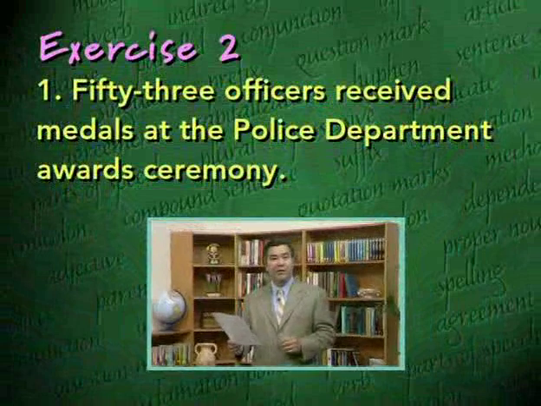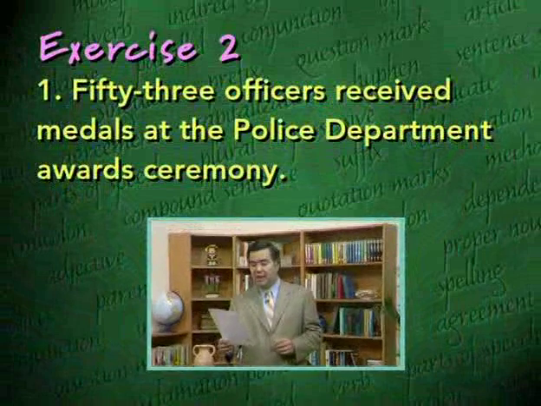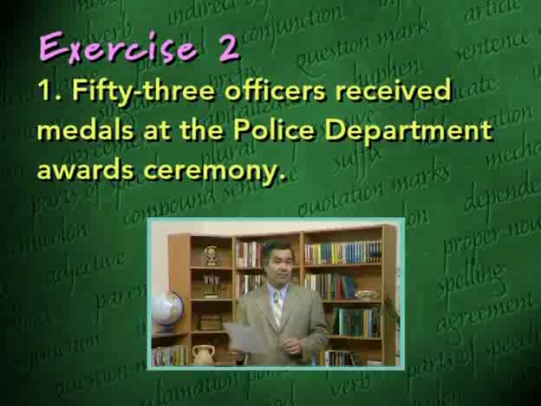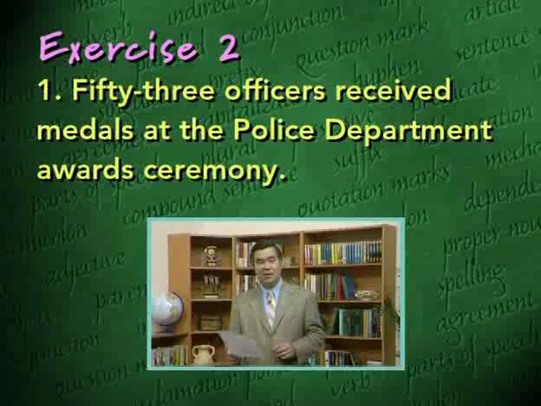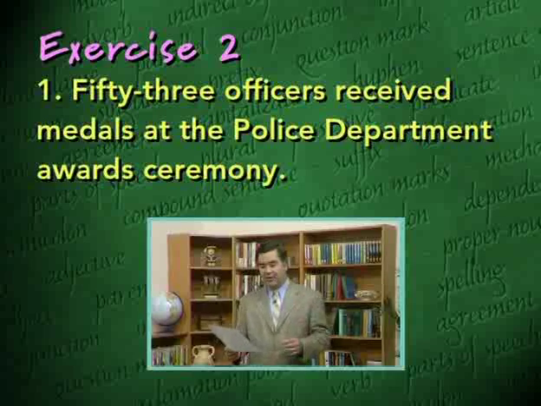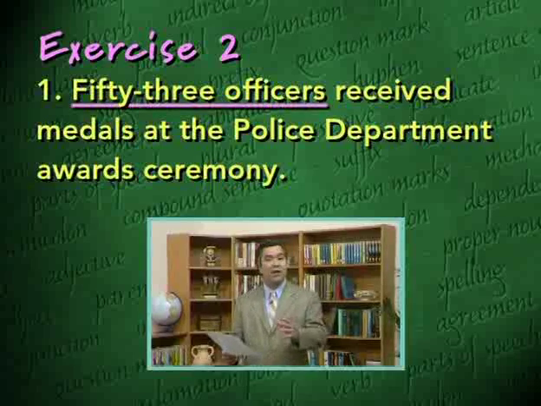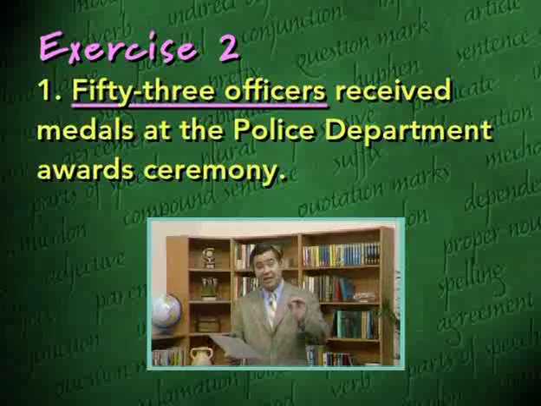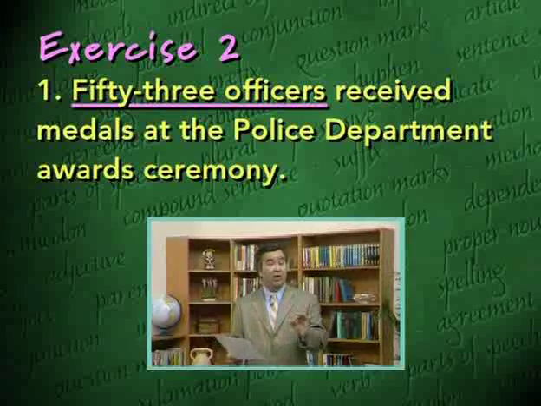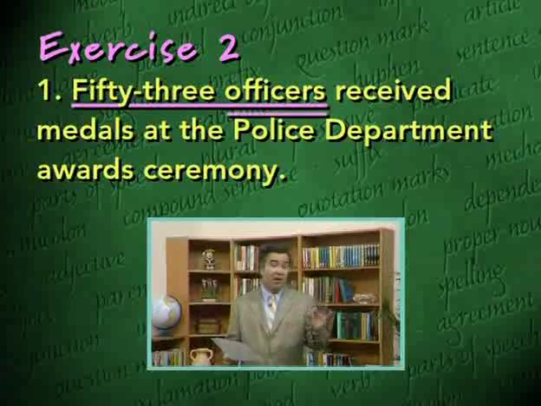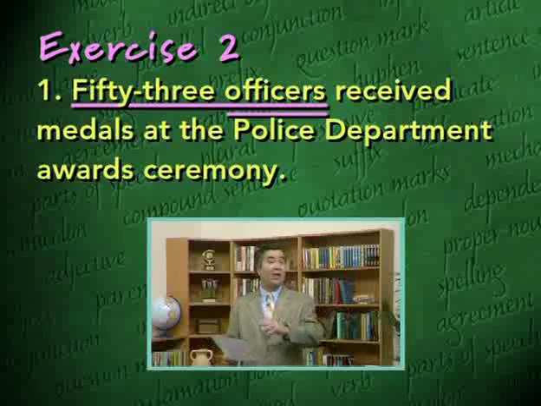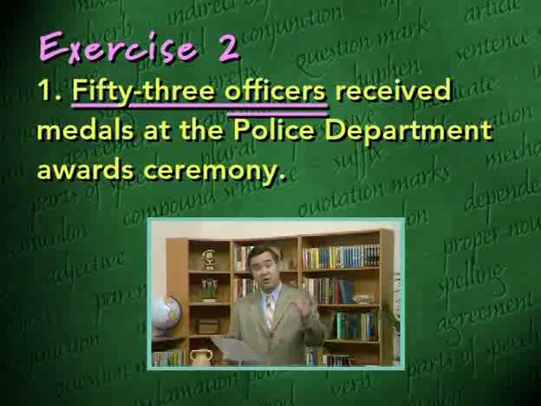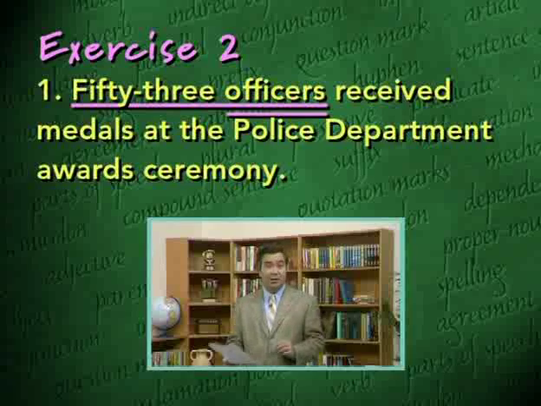First, 53 officers received medals at the police department awards ceremony. What's the subject of this sentence? Who or what is the sentence about? It's the first two words, 53 officers. That is who the sentence is about. And the simple subject, the most important word here, is officers. The other word, 53, gives us more information about the officers. Specifically, it tells us how many officers there were. So 53 officers is the subject, and officers is the simple subject.